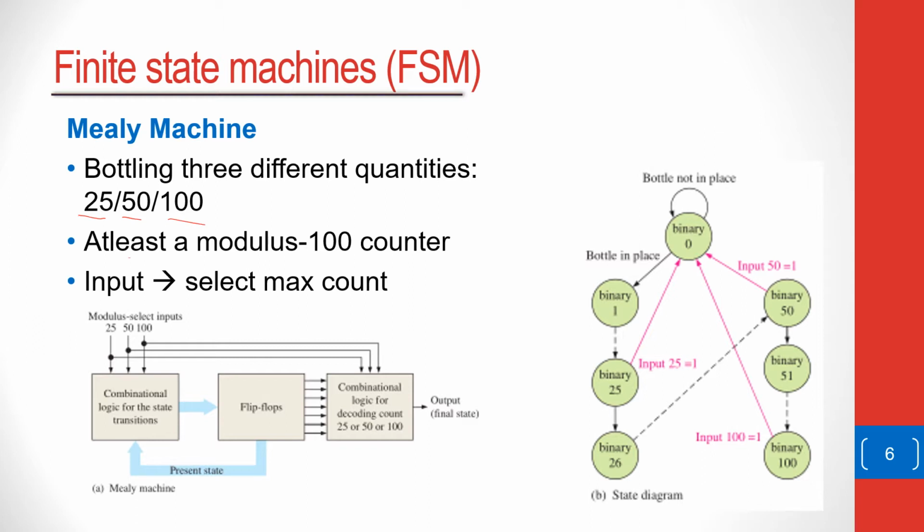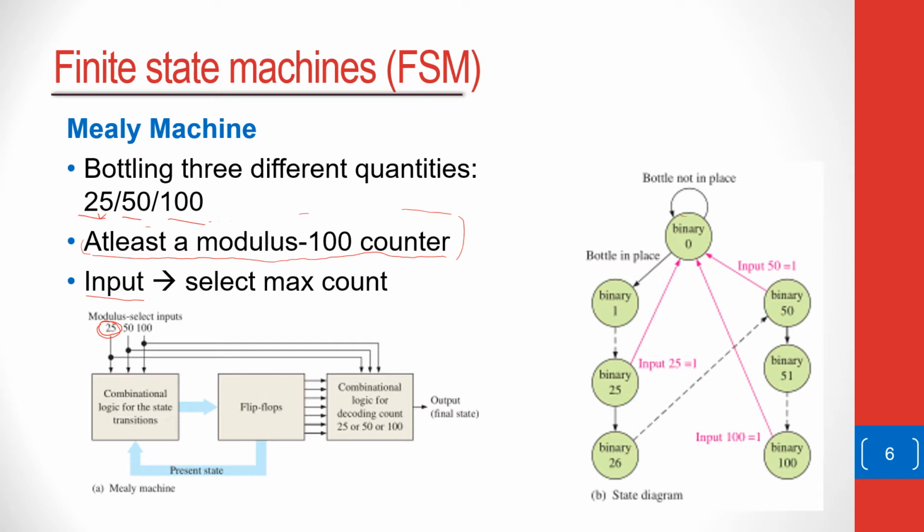So in this case, you might have at least a modulus 100 counter, a counter that can count further than 100 steps. And then you can have an input to that which selects the maximum count that you want. So if there is a bottle that takes 25 pills in capacity, you would select that. The system should then be bottling 25 pills, and the way it would work is through the different states as it transitions.